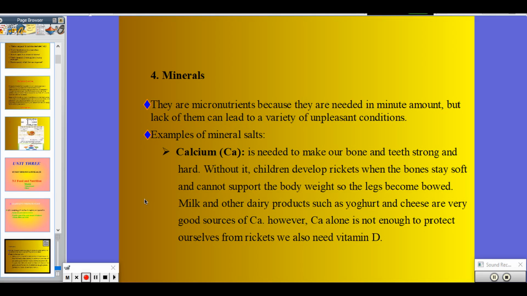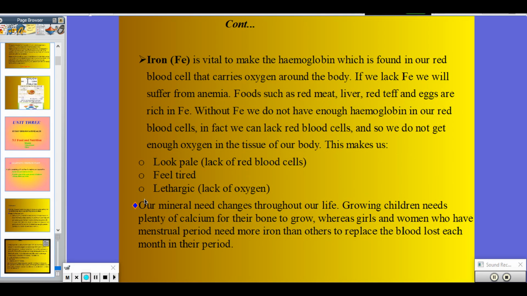Milk and other dairy products such as yogurt and cheese are a very good source of calcium. However, calcium alone is not enough to protect ourselves from rickets, the deficiency disease. We also need vitamin D. The next mineral is iron. Iron is vital to make hemoglobin, which is found in our red blood cells and carries oxygen around the body. If we lack iron, we will suffer from anemia.